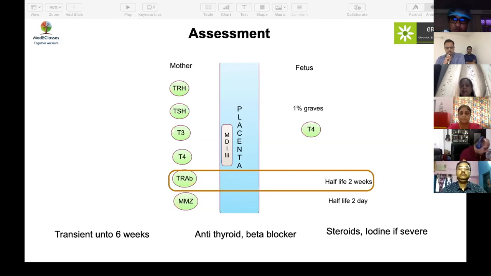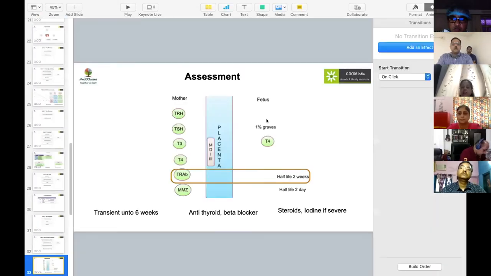So if the child has a problem, like this child has tachycardia and proptosis, they can have several other problems. So they need to be treated with an antithyroid drug, either methimazole or propylthiouracil. But most important is methimazole. And it's very important that we start a beta blocker. We should always remember this is a transient condition and should be carefully followed up. Because once the thyroid antibodies start disappearing, then there will not be much problem. So the need for evaluation is very important.